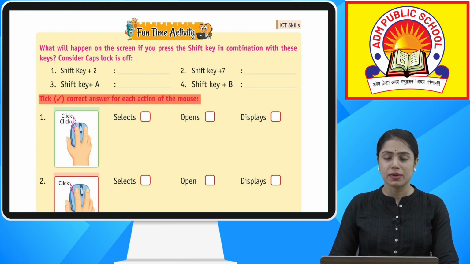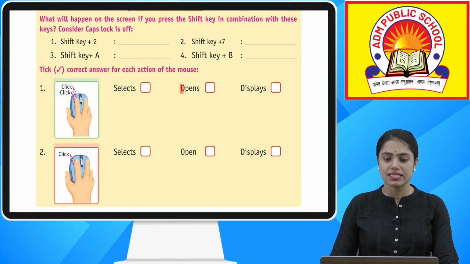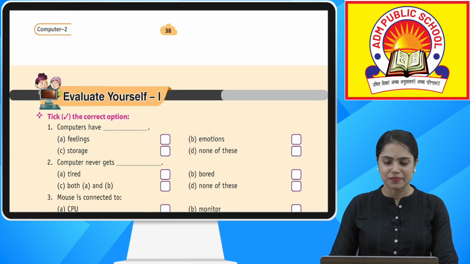So, the first one is double click and the answer is opens. Second one is single click and the answer is selects.